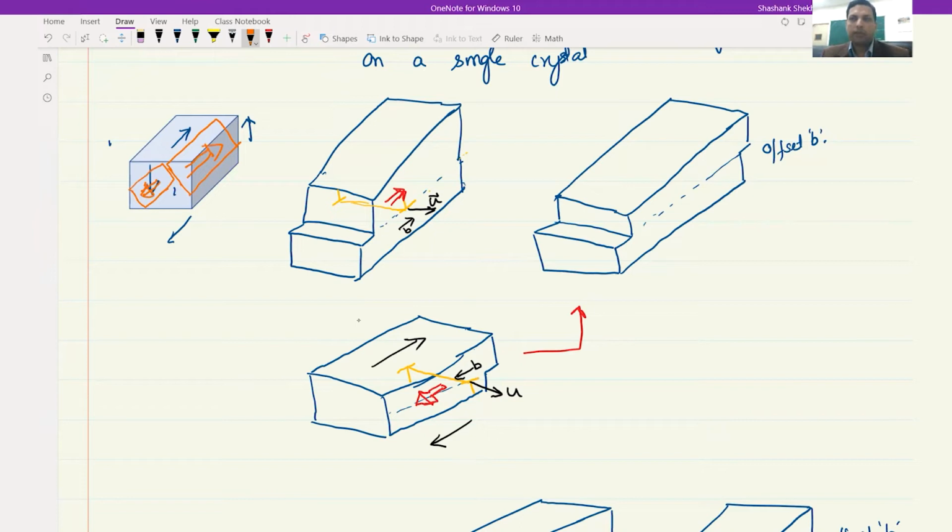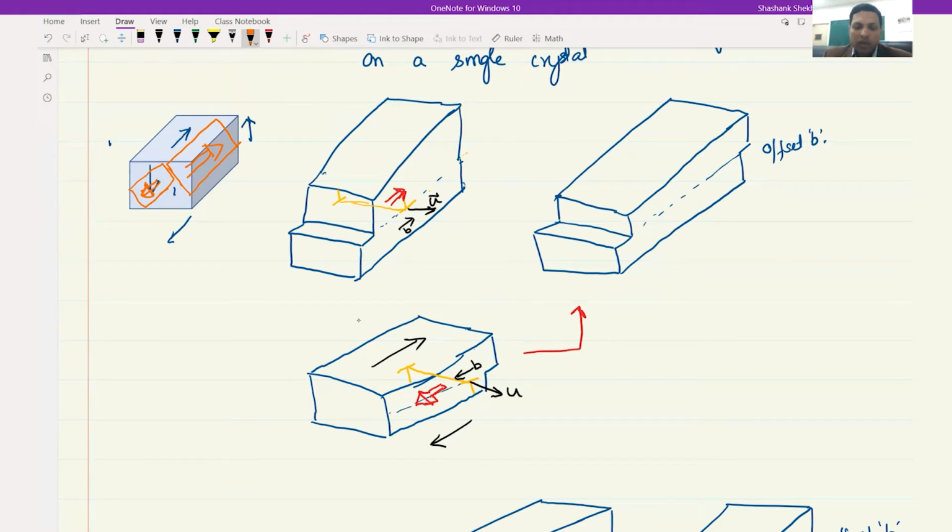The question is, can they cause any motion? If we are applying a shear stress like this, would it cause any motion? So the answer is that it will. In this particular case, where we have an edge dislocation, we see that this particular plane where this is moving is not the same as the plane on which we are applying the shear, is not the same as the glide plane of where the dislocation is moving. So it is very different from this one.